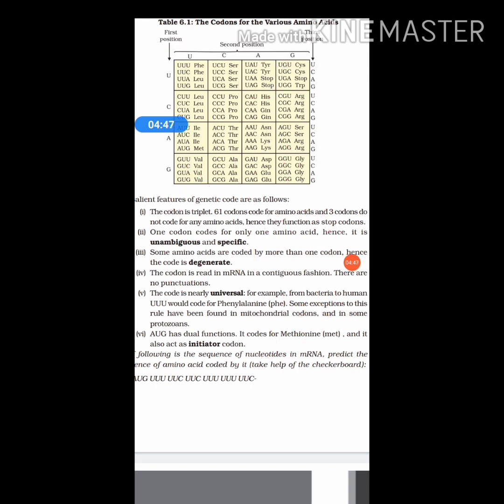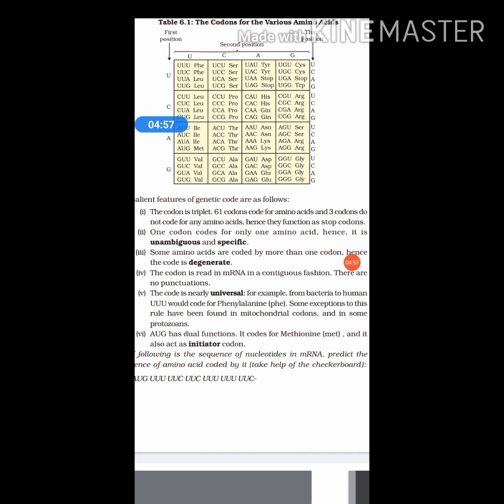These codons do not code for any amino acids. So out of 64 codons, 61 will code for amino acids. 3 codons do not code for any amino acids. They are known as stop codons. So that is the first salient feature. Then comes the second salient feature.